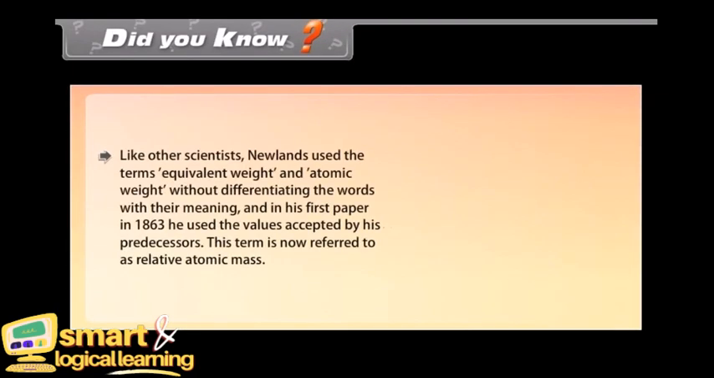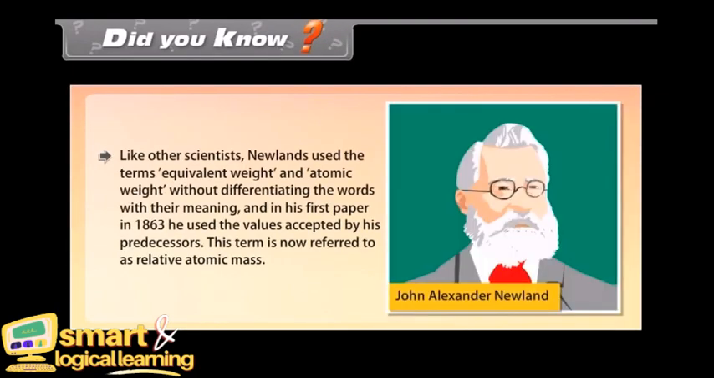Did you know? Like other scientists, Newland used the terms equivalent weight and atomic weight without differentiating the words with their meaning, and in his first paper in 1863, he used the values accepted by his predecessors. This term is now referred to as relative atomic mass.